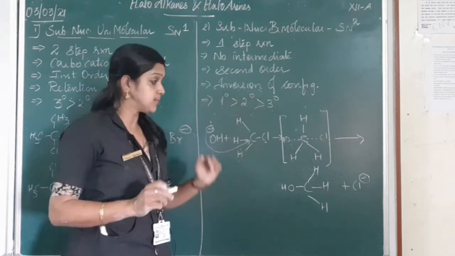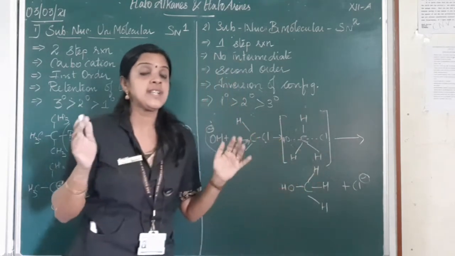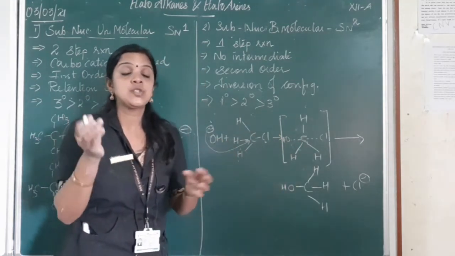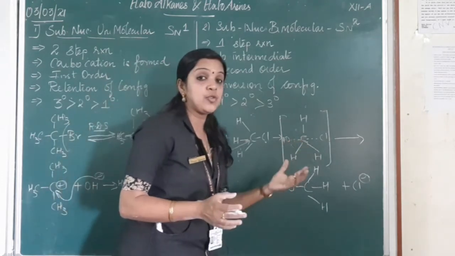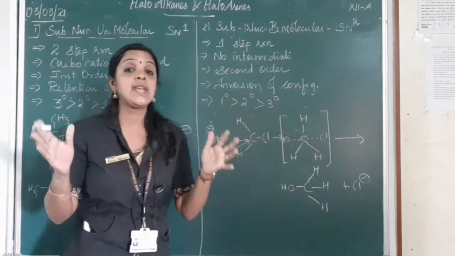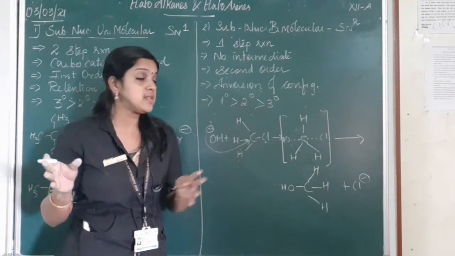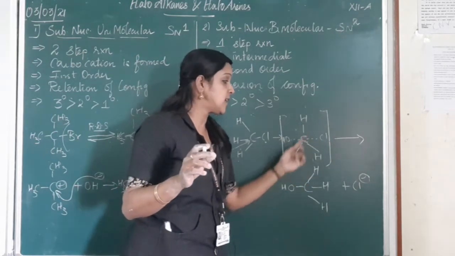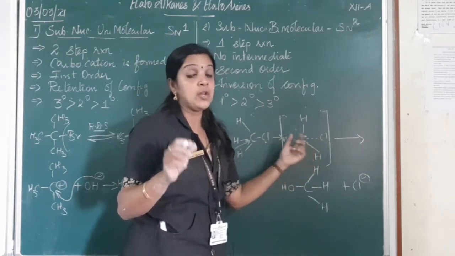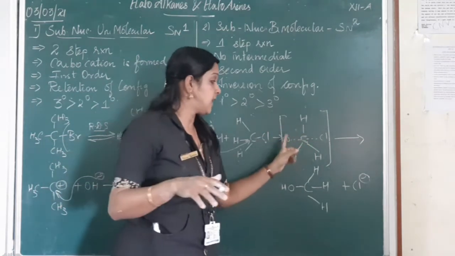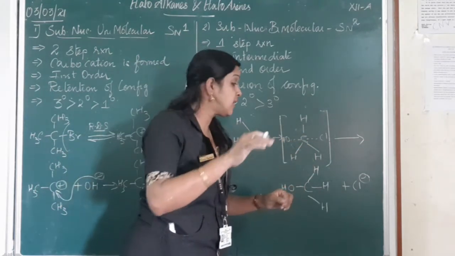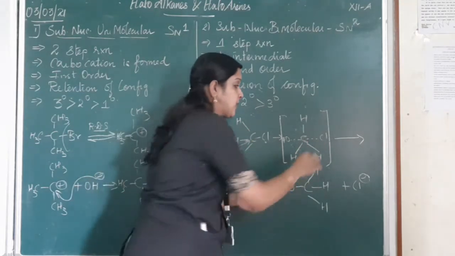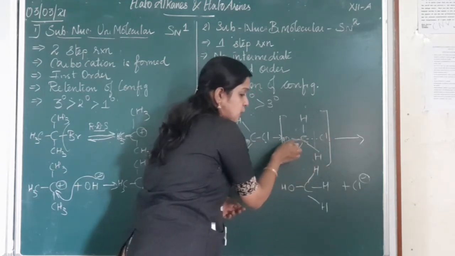When this attacks, there is a transition state. It's not an intermediate. There's a larger difference, children. The transition state is unstable and holds only for a few seconds. Here you can see carbon having 5 bonds. Carbon is tetravalent, but at this particular state it has 5 bonds, out of which 3 are hydrogen and 2 are temporary bonds, where the OH bond is getting stronger and the Cl bond is getting weaker. That is, the C-Cl bond is going to break and the C-OH bond is going to form.